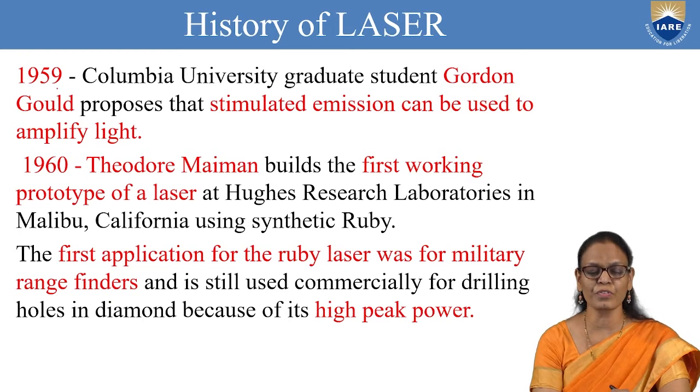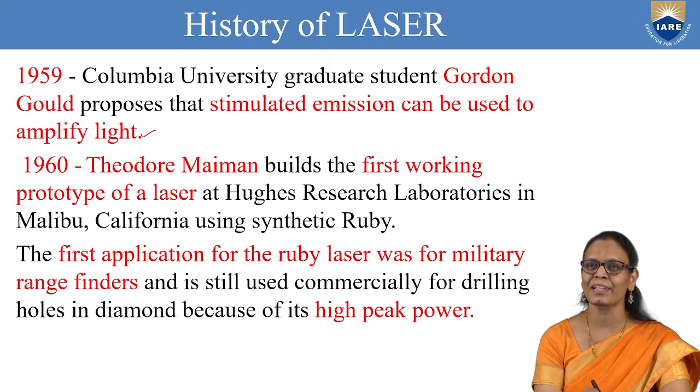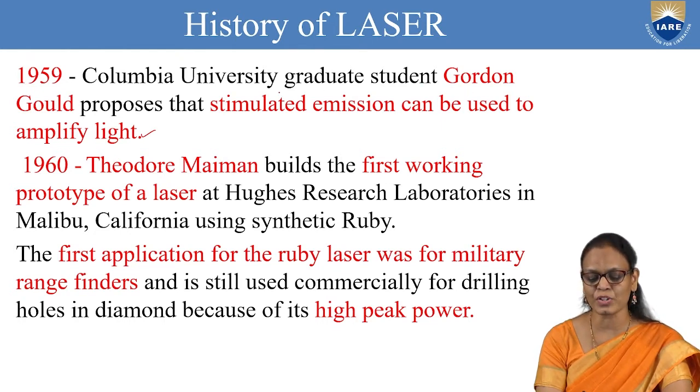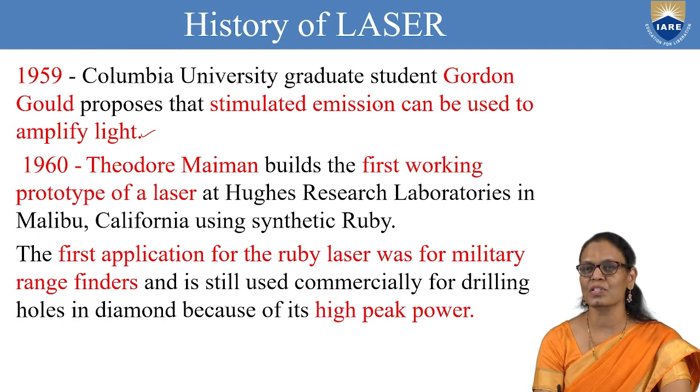Then in the year 1959, Columbia University graduate student Jordan Gould proposed that stimulated emission can be used to amplify light. So the theory of stimulated emission was established, and these three scientists could also demonstrate it. Now this scientist, or actually he is a student, proposed that it can be used to amplify light. Then in the year 1960, Theodore Maiman builds the first working prototype of laser.